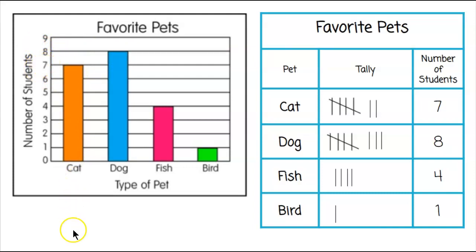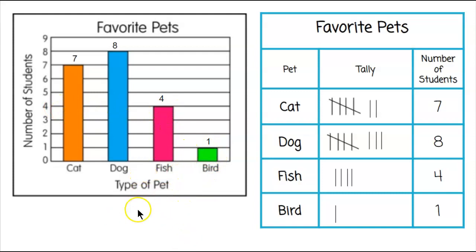Now, your teachers have probably done this with you already, but one thing that helps us as a strategy for reading bar graphs is to go in and write the number at the top of the bar that it represents so that we don't have to keep going over to our scale and finding that number. So I know that cat is 7, dog is 8, fish is 4, and bird is 1.